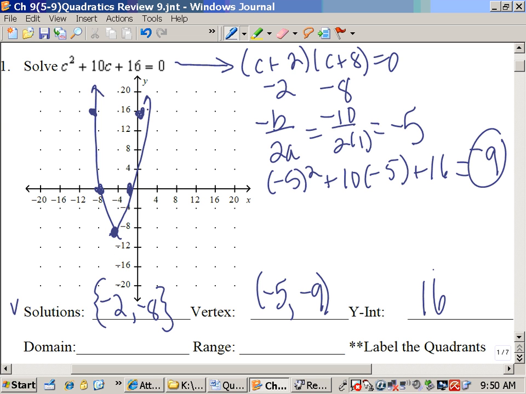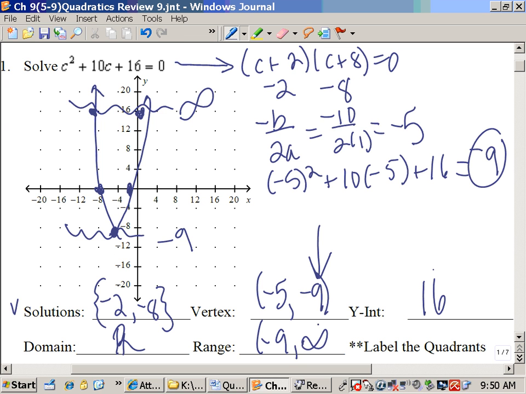The domain, whoa, I just really missed that dot. The domain for these are all real numbers unless it's a word problem. The range, okay, somebody said that they had trouble with the range. The range always deals with the y value of the vertex. The lowest number is negative 9. The highest number goes on forever, so that's infinity. So it's going to be negative 9 comma infinity. It also tells me to label my quadrants, which is going to be 1, 2, 3, and 4.